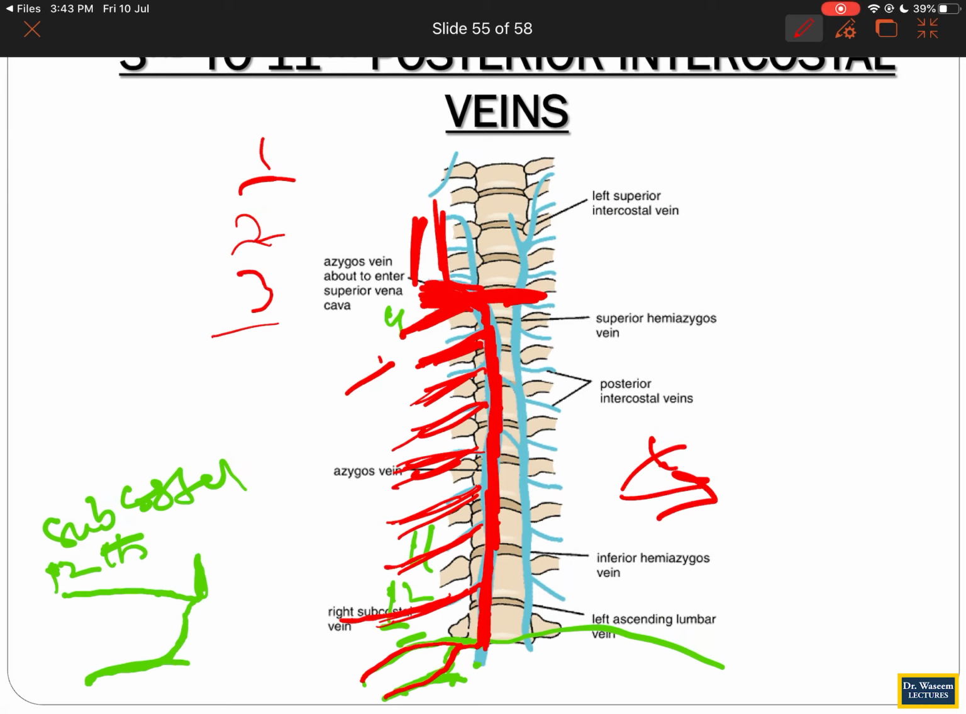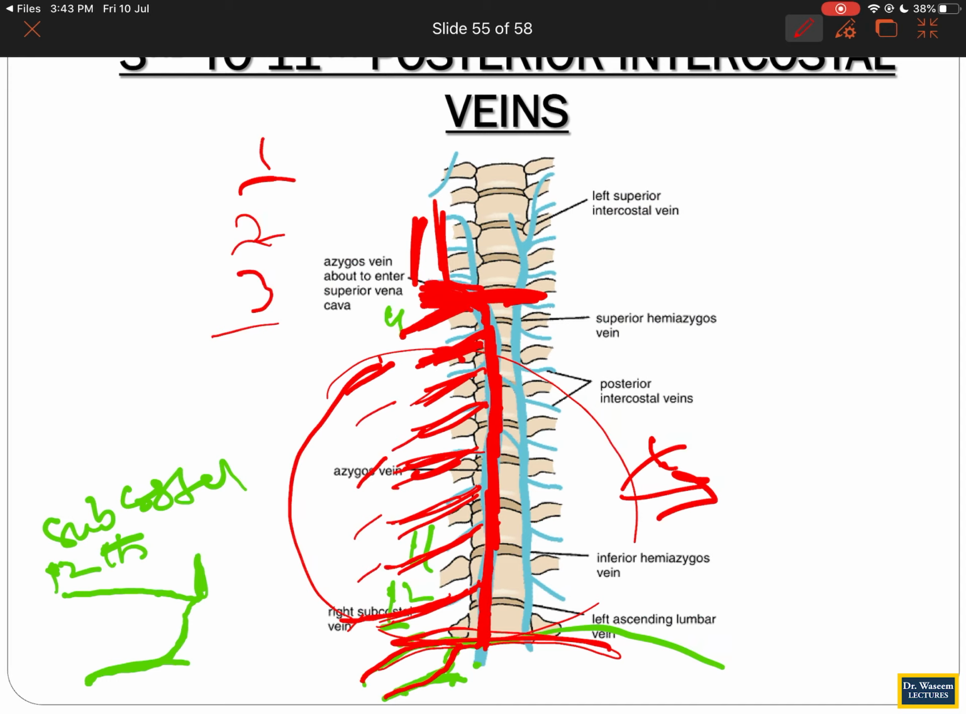Why not all these veins join the superior vena cava directly? Because the superior vena cava is not present down there. Or why not the inferior? Because the inferior vena cava is also not present, as it is present only up to the diaphragm. Where the heart itself is sitting, we don't have great veins here. That's why the azygous system has to be made there.